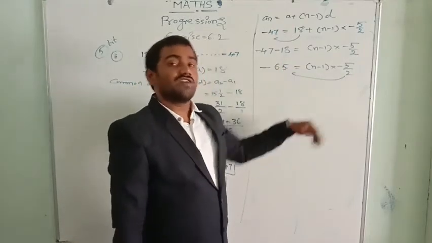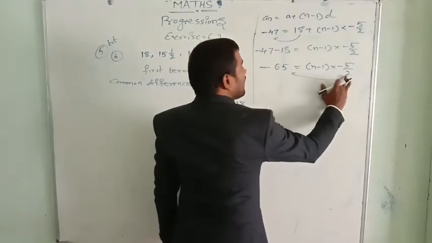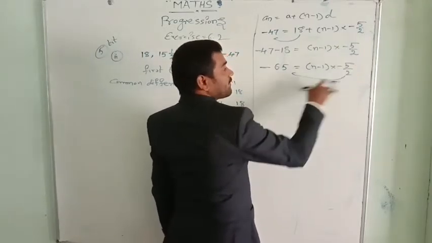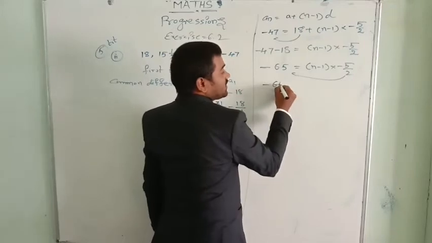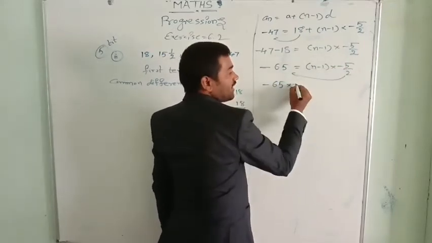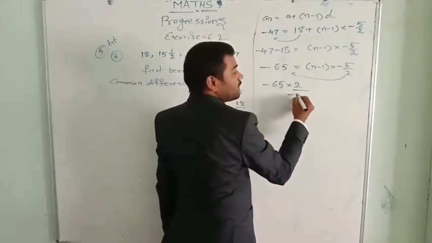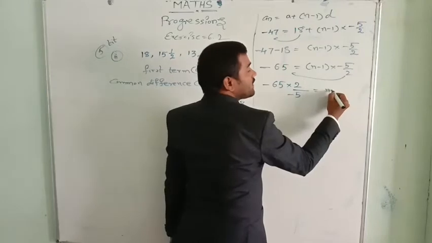So this will be divided here. That means this fraction will become reciprocal. Or not, we can also do that. First, 2 is dividing, it becomes multiplication. Minus 65. So here 2 is dividing these terms, so it will multiply here. So here minus 5 is multiplying, so minus 5 will be divided. That equals n minus 1.